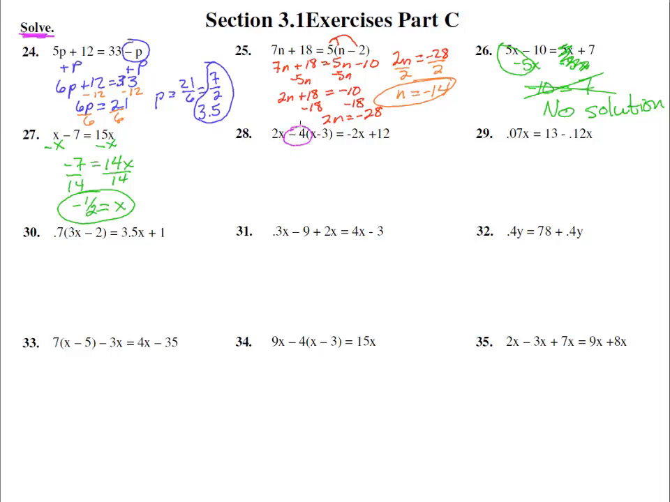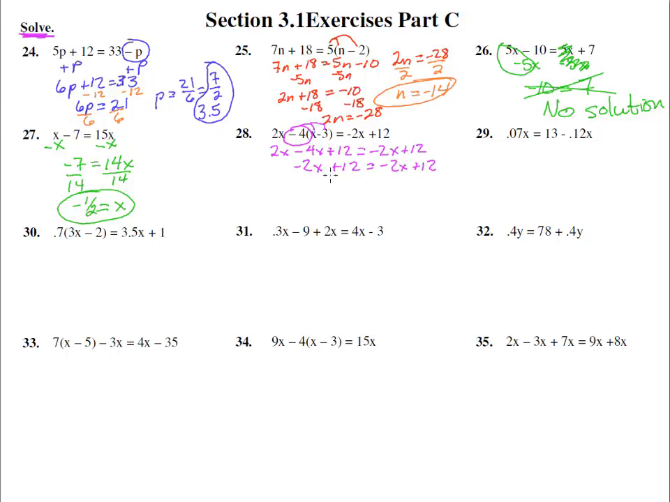Good. Number 28, here we have 2x minus 4 parentheses x minus 3 equals negative 2x plus 12. Yeah, we've got to simplify that and get those parentheses out of there. So we have 2x minus 4x plus a 12. Pay attention that you have a negative 4 times a negative 3. That's a positive 12 equals negative 2x plus a 12. Okay, so 2x minus 4x is a negative 2x, plus a 12 equals negative 2x plus 12.